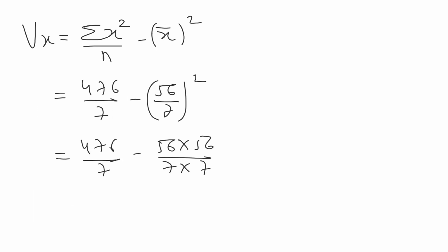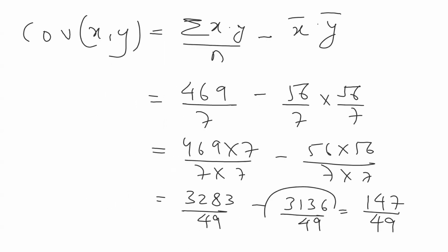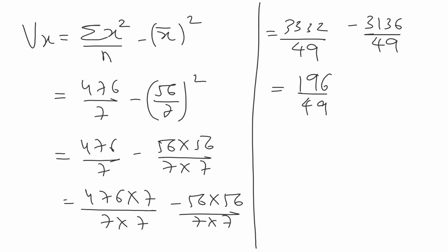We'll take LCM. 476 into 7, 7 into 7, 56 into 56, 7 into 7, right? 56 into 56 we have already calculated in the previous slide. So that is 3136 upon 49. But then 476 into 7, that is 3332 upon 49. We will subtract this: 196 upon 49. Okay, we got the variance of x. So standard deviation of x is root of variance of x, squaring both the sides. So standard deviation of x square is equal to 196 upon 49.